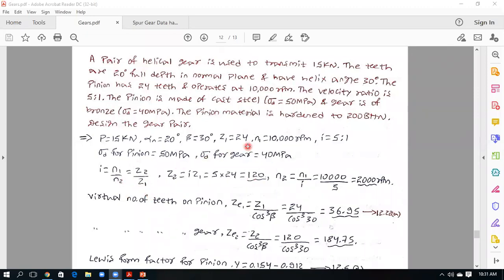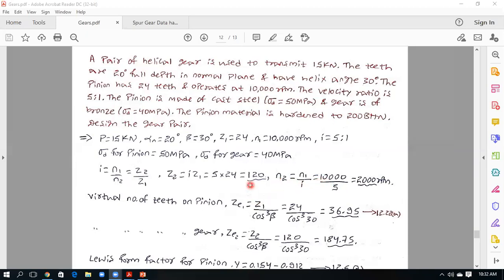Similarly, number of teeth on the pinion is given, RPM of the pinion is given, whereas RPM of the gear is not given. You can use this gear ratio formula. I is equal to N1 by N2. Therefore, N2 is equal to N1 by I. N1 is 10,000, I is 5. 10,000 by 5 is 2000 RPM. Therefore, the speed of the gear is 2000 RPM.